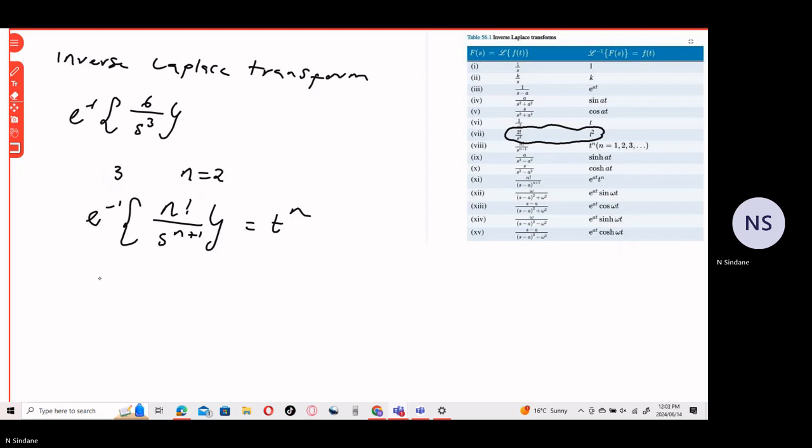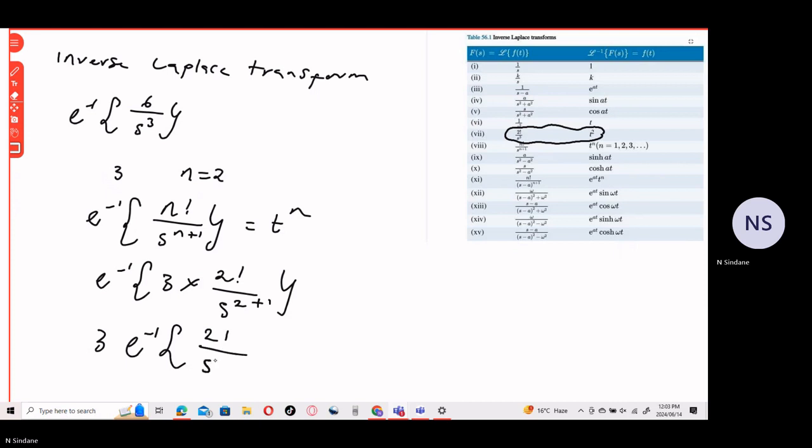So this means the Laplace inverse of 3 multiplied by 2 factorial over s to the power 2 plus 1. That is how it is, right? And then I can take out this. This will be 3 Laplace inverse of 2 factorial over s to the power 2 plus 1, right?